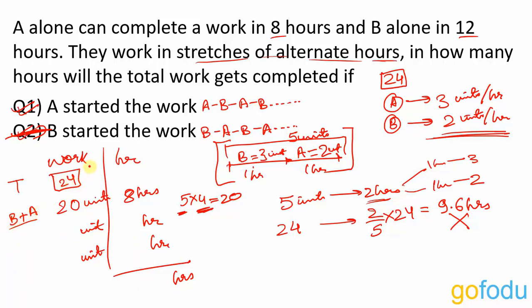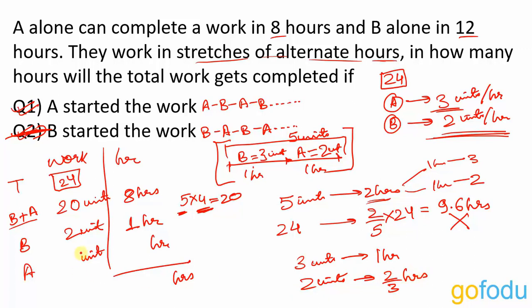So out of total 24 units of work, 20 units will be done in 4 sets of 8 hours. And next again B will be going. B will be doing 2 units in the next 1 hour. So 22 units is done so far, 2 units still remain that A will be doing. So A completes 3 units in 1 hour. So 2 units will be done in 2 by 3 hours.